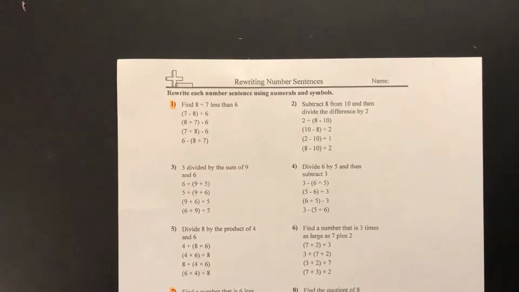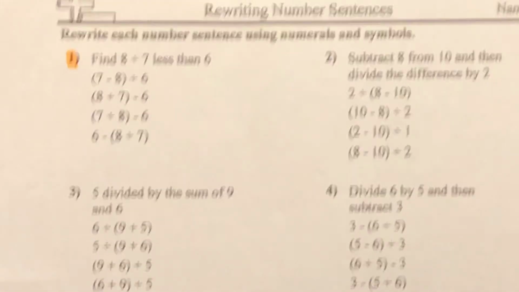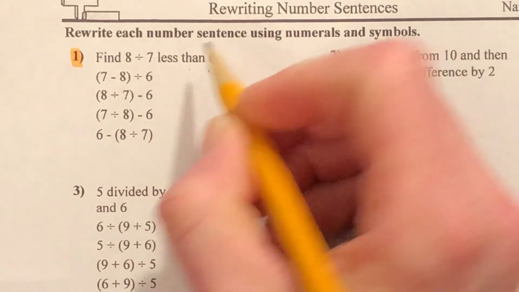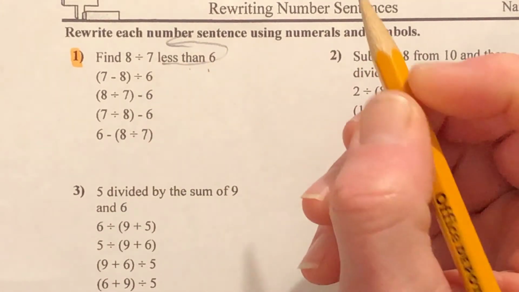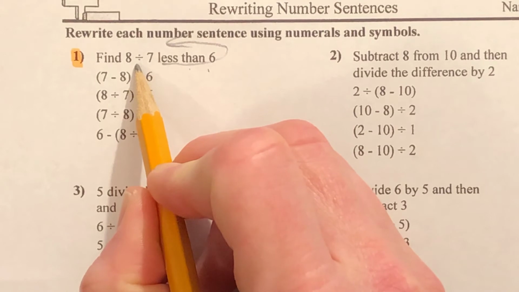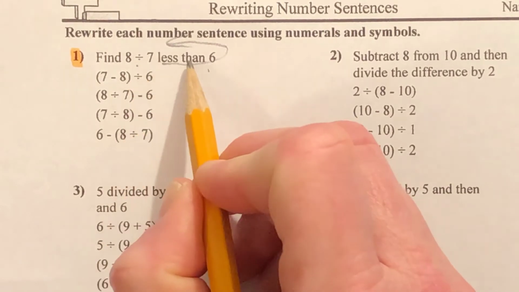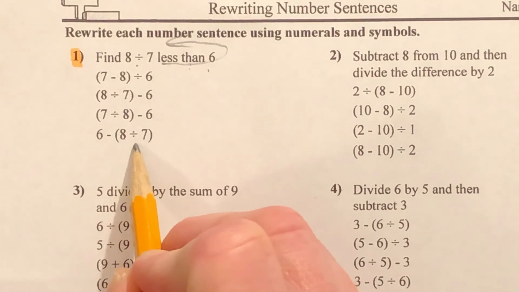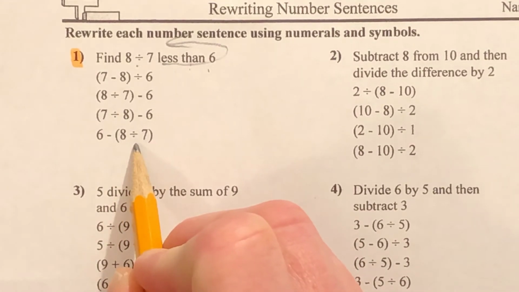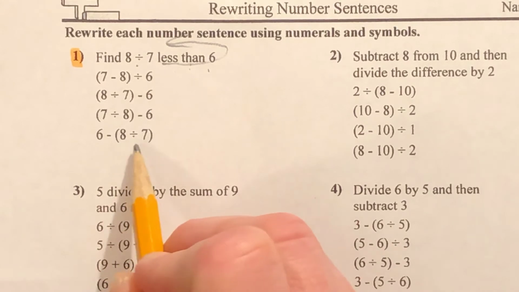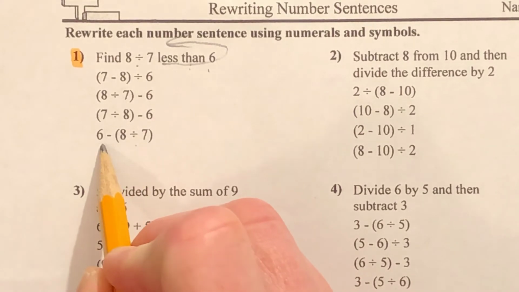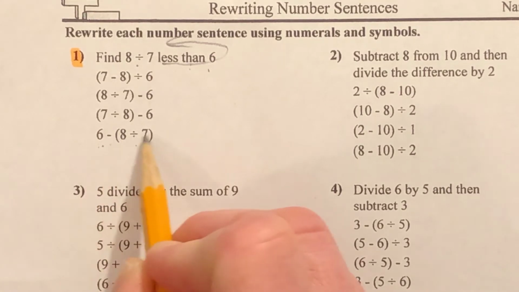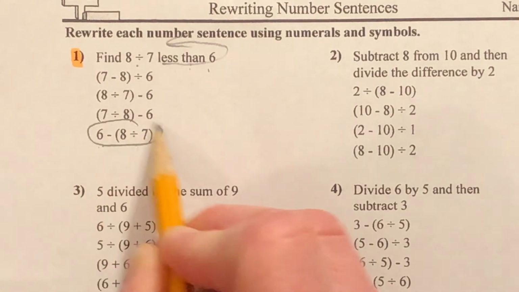Page 8, right here, starting with number 1. Find 8 divided by 7 less than 6. Less than changes the order. We do that first, but we're taking it away from 6. It's in parentheses, although division would come first anyway. 8 divided by 7 less than 6. Start with 6. Take away 8 divided by 7. That one there.